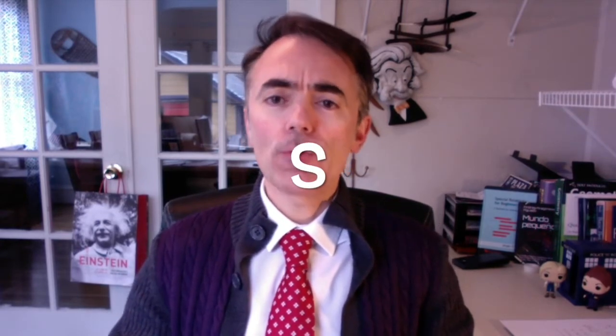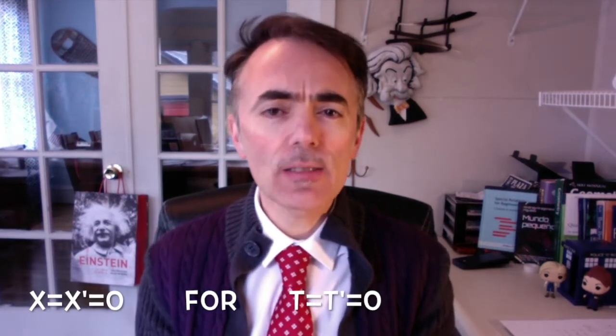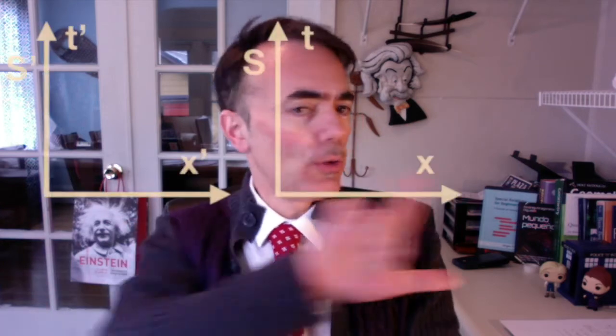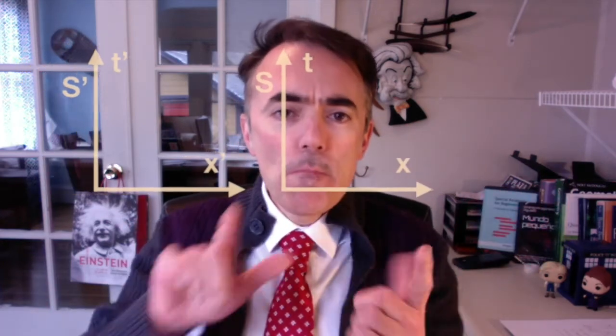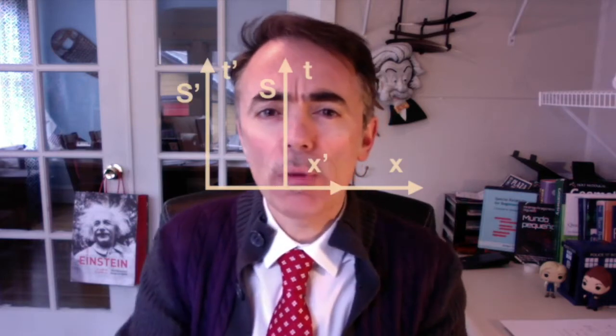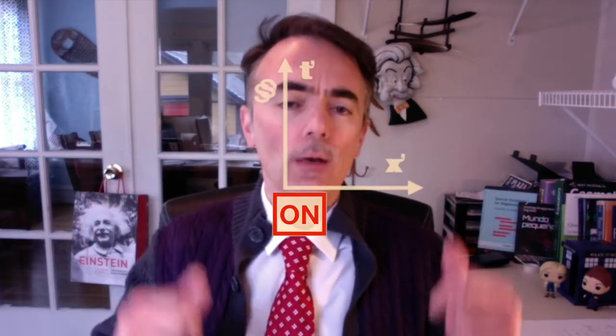For simplicity, but without loss of generality, we will consider reference frame S at rest and reference frame S prime moving to the right on the x-axis. At time t equals 0, both origins of coordinates coincide. So t equals t prime equals 0 and x equals x prime equals 0. You can think of it as having S prime coming from the left and moving to the right along the x-axis. When both origins of coordinates are one on top of the other, we set our clocks on.